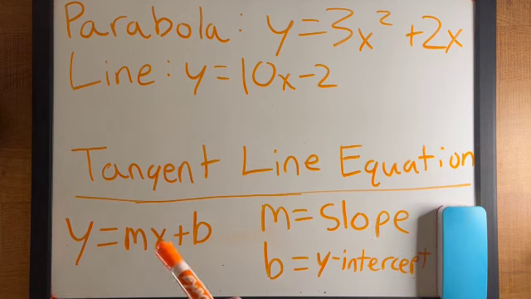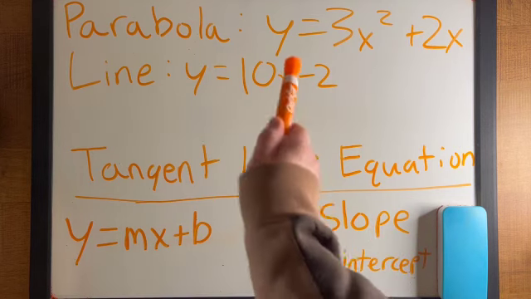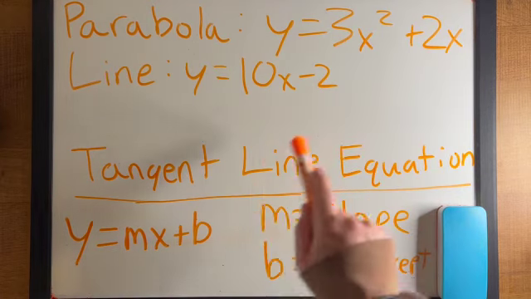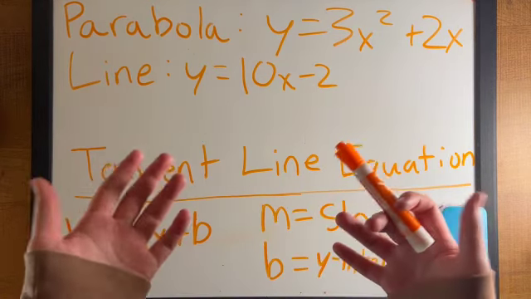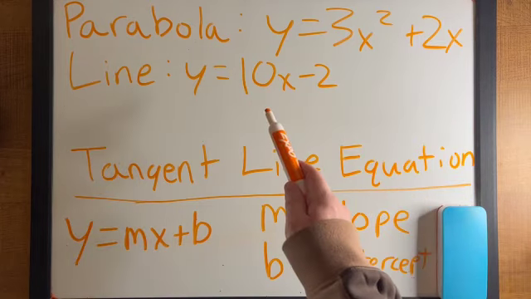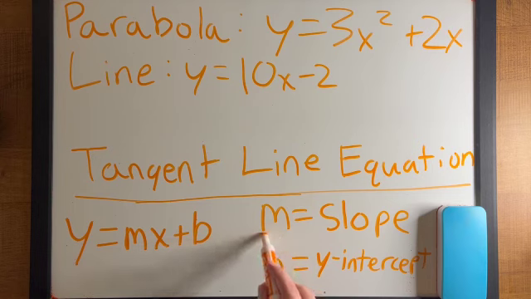This question asks for us to find a point on the parabola that has a tangent line parallel to this line. For something to be parallel, what do we need? For a point on this parabola to be parallel to this line, all we need to worry about is the slope, right? This y-intercept really doesn't matter for us right now.